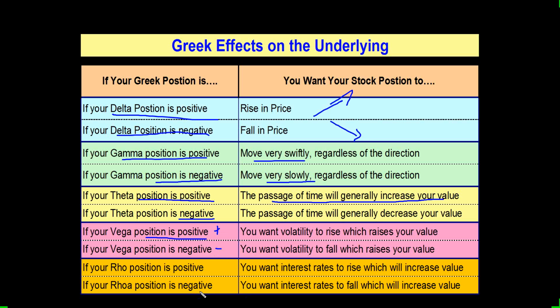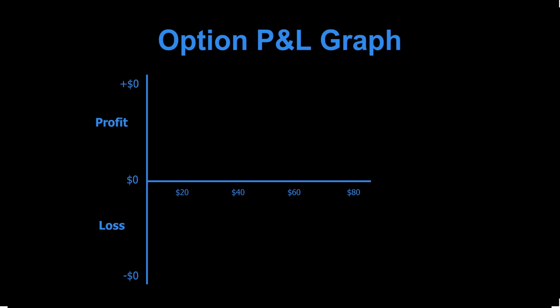You want volatility to fall. And rho, we don't really care much about, but if rho is positive, you want interest rates to rise. If rho is negative, you want them to fall. So now, when you start marrying different option positions together, you get a blended result of this, and as you get good at this, it really makes it pretty simple to figure out.